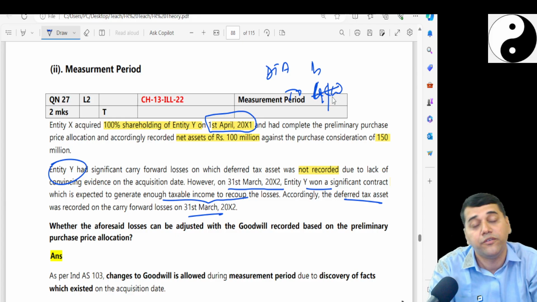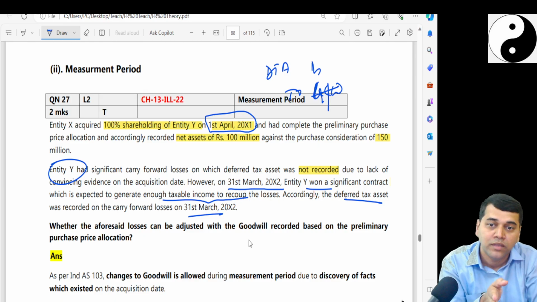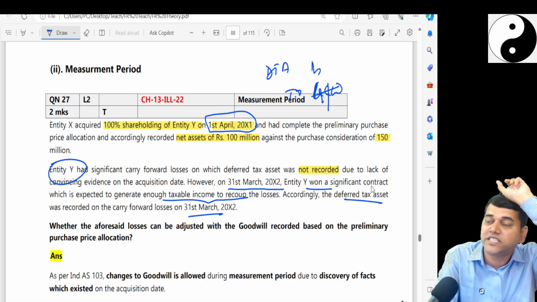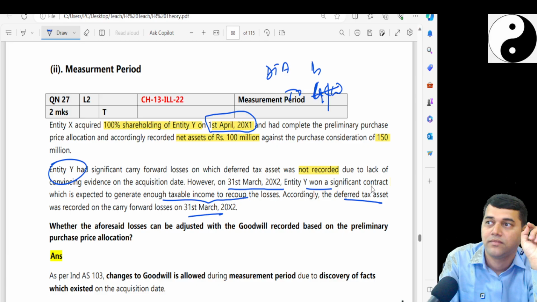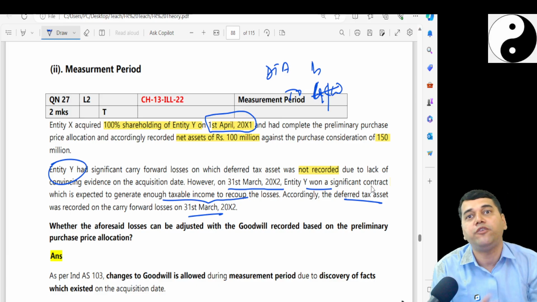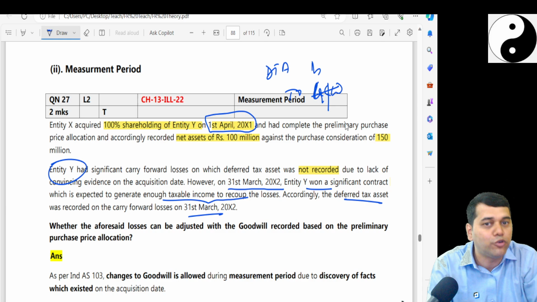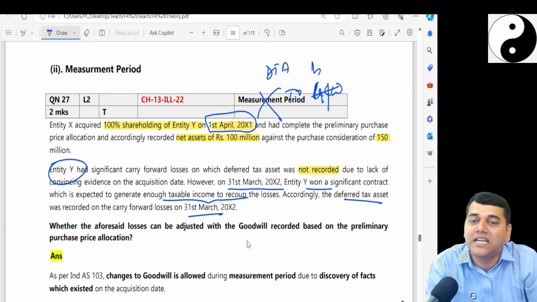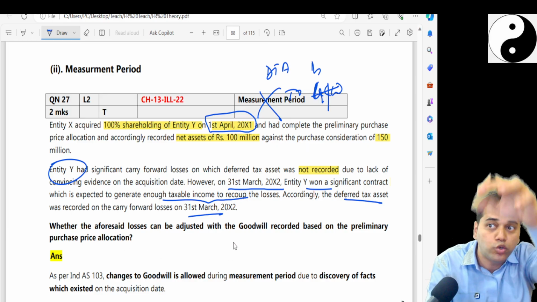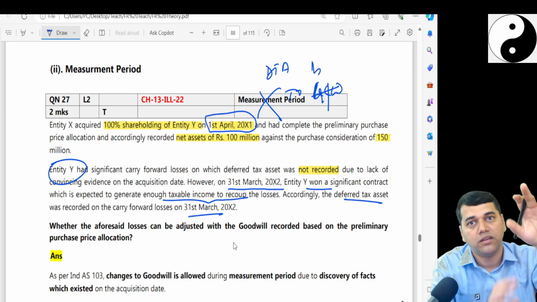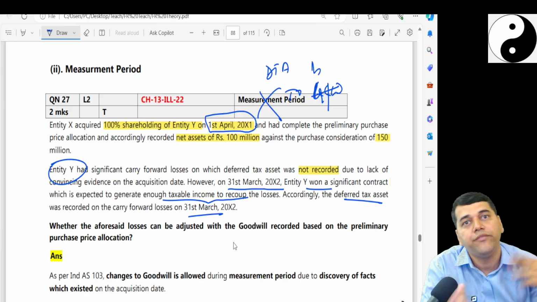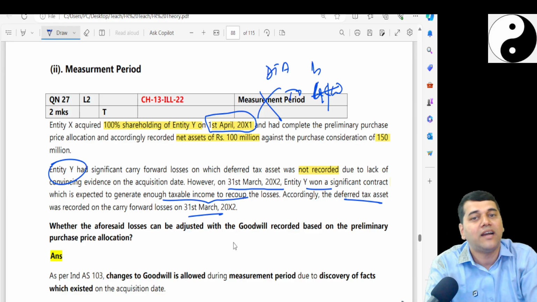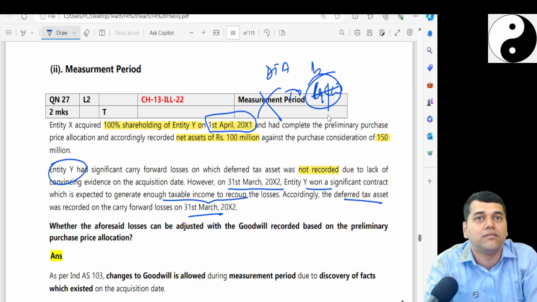No, we are not. Even though we are within measurement period, this contract we won now, this condition was not existing that day. If already that contract was available and we didn't know it, then it will go to goodwill. Because this is not a measurement period adjustment, because the condition was not existing on the day you took over. Imagine this contract was already there. We didn't know it. Then it is a measurement period adjustment. I'll go back and I will credit to goodwill. Not clear, Vishnu Priya?